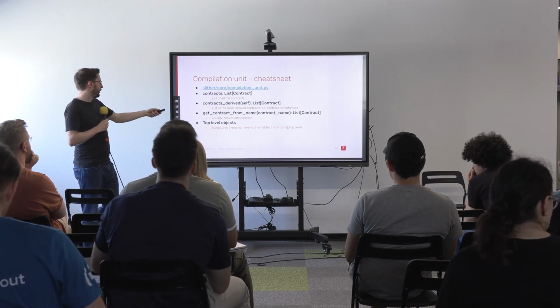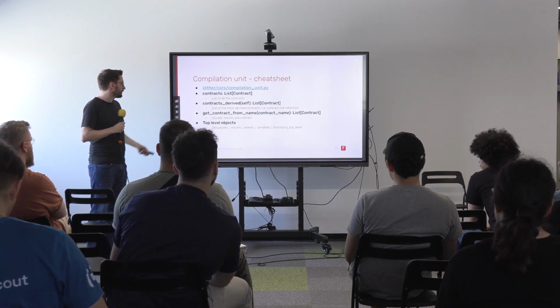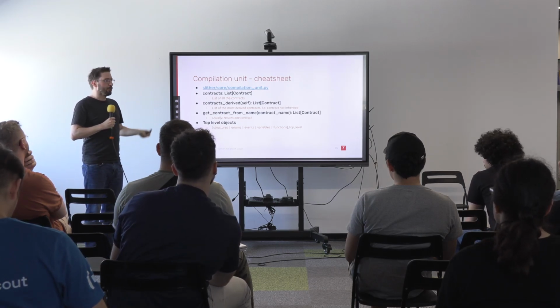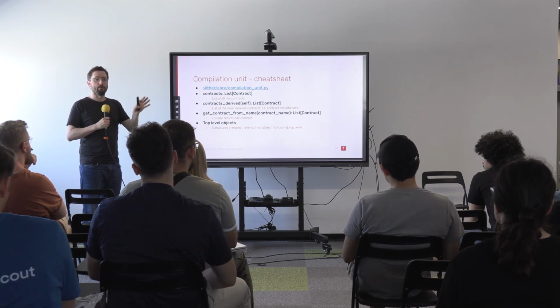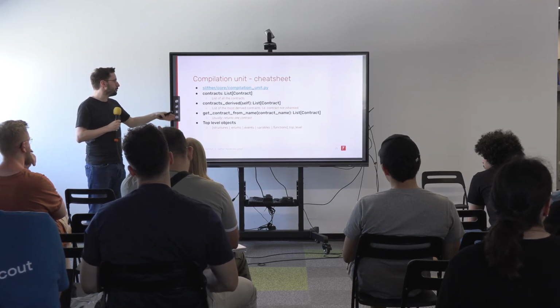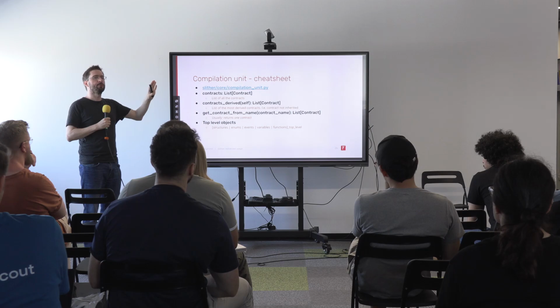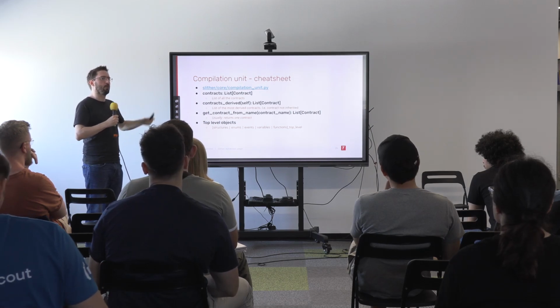We have other helpers like get contract from name, pretty straightforward. You can access all the top-level objects, being objects that are not defined within a contract, like structure, enum, event, variable, function, but not the ones that are within the contract, the ones that are at the compilation unit level.